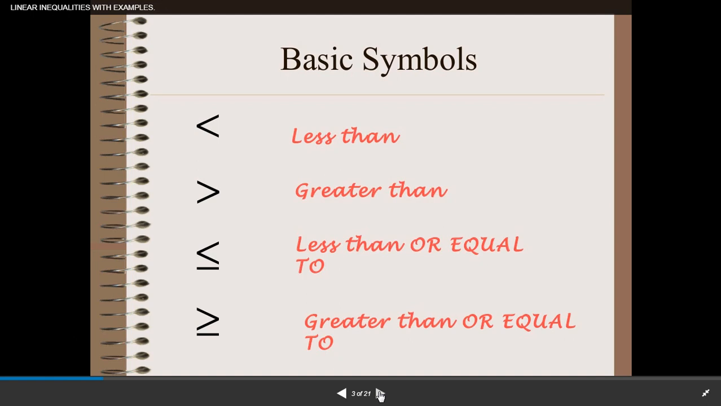These are certain basic symbols that you need to be aware of in the chapter of inequality. Less than, greater than, less than or equal to, greater than or equal to. Not that you are new to these symbols, you've used them earlier, but in this unit you will be learning to put them into perspective with linear inequalities.